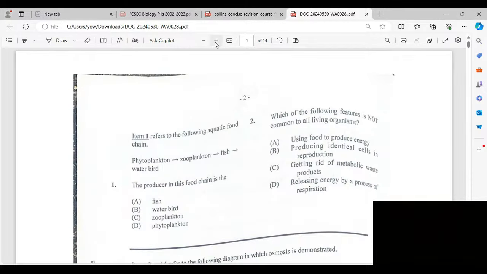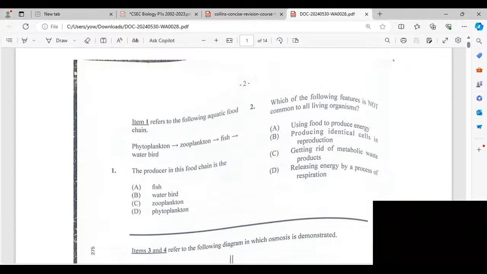So let's get into it. Question one, I believe everybody is familiar with question one. Question one would be D, phytoplankton. Question two, which of the following features is not common to all living organisms?